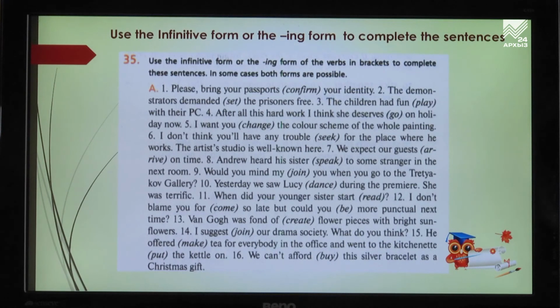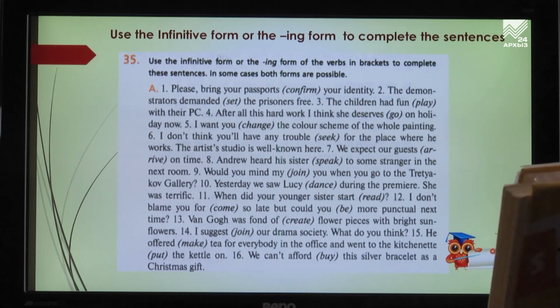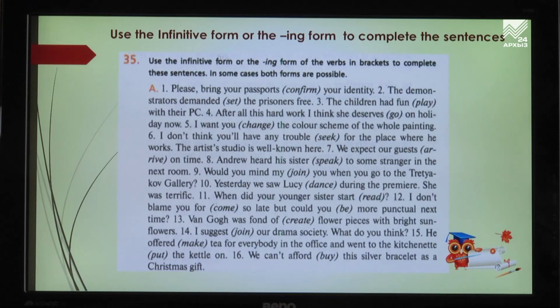I'd like to give you a small task to use the infinitive form or the infinitive with ing to complete the sentences. This exercise is from your textbook. You may open them at page 174, if I'm not mistaken. Exercise 35. You are to use the infinitive form or the ing form in brackets to complete the sentences. In some cases, both forms are possible. В некоторых случаях обе формы приемлемы, могут применяться.